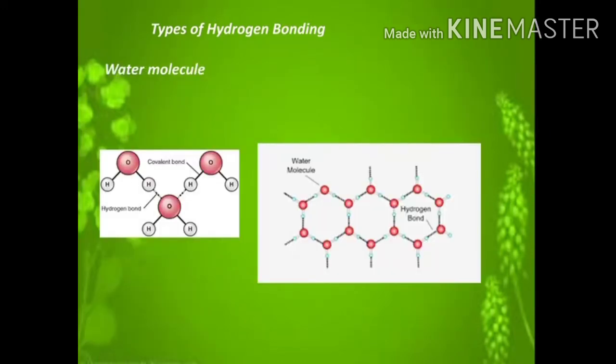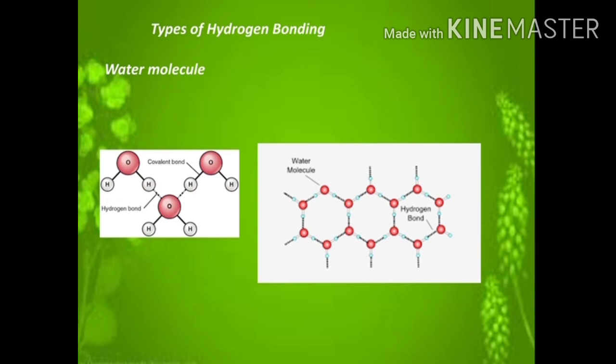For example, water molecule. Water molecular formula is H2O. Each molecule contains two covalent bonds. That bond is formed between oxygen atom and hydrogen atom. That solid line represents the covalent bond. But water molecules form strong hydrogen bonds with one another. Each water molecule is linked to four others through hydrogen bonds.